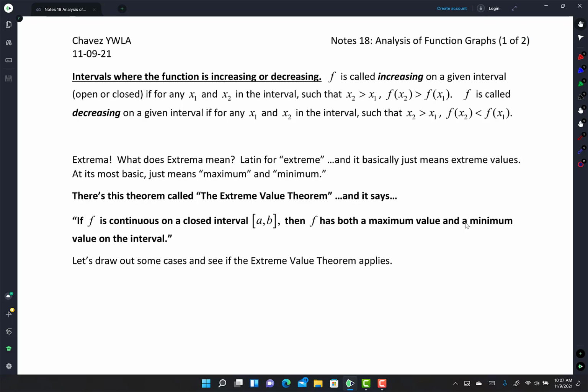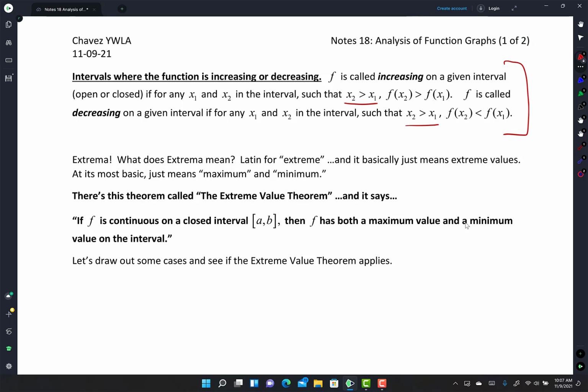Cool? f is called decreasing on a given interval if for any x1 and x2 on the interval such that x2 is bigger than x1, that means you're reading left to right, and f of x2 is smaller than f of x1. That means your y value at x1 is larger than your y value at x2, meaning you're going downhill. Does that make sense to you guys? This is how they say it in math. If it doesn't make sense, let me know and I can interpret it for you.